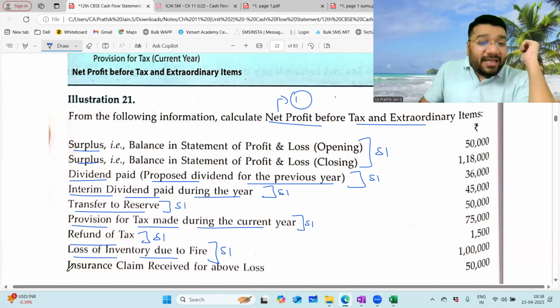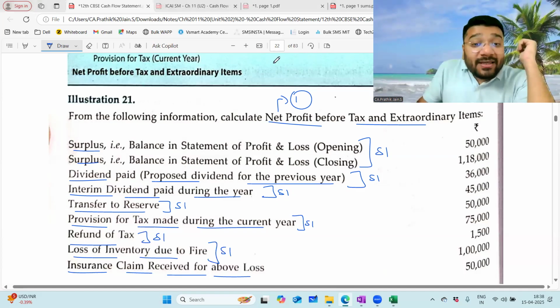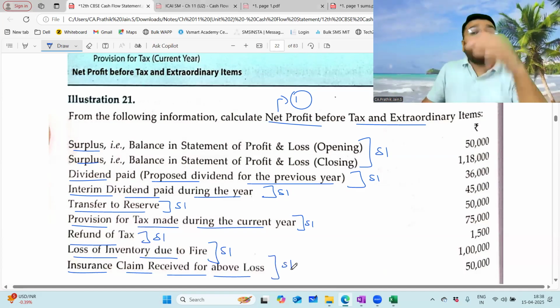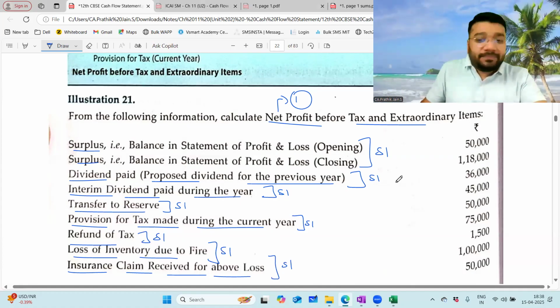Segment 1. Insurance claim received for above loss. Abnormal gain. Segment 1. All these are segment 1 items. So net profit before tax and extraordinary item. Can we do it?